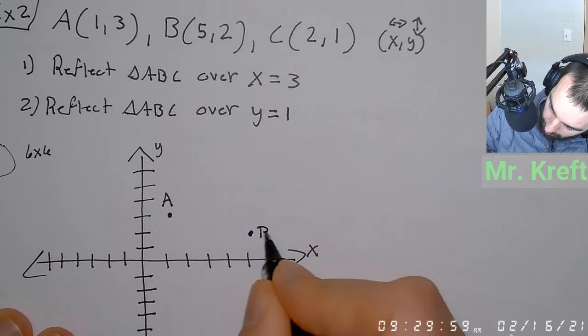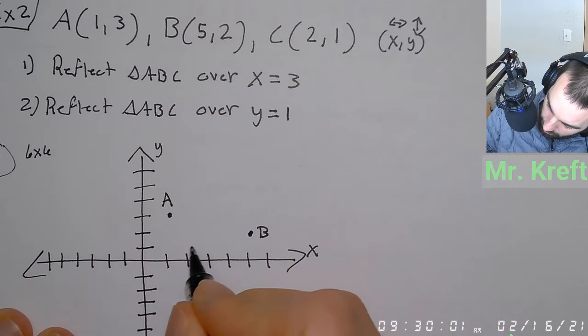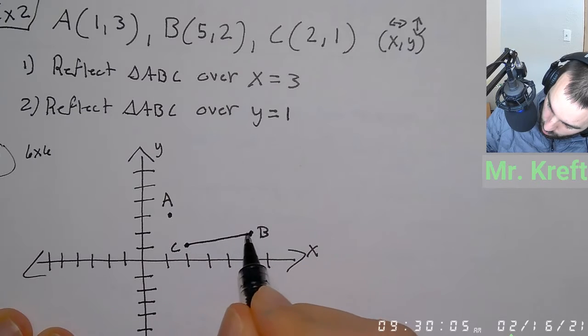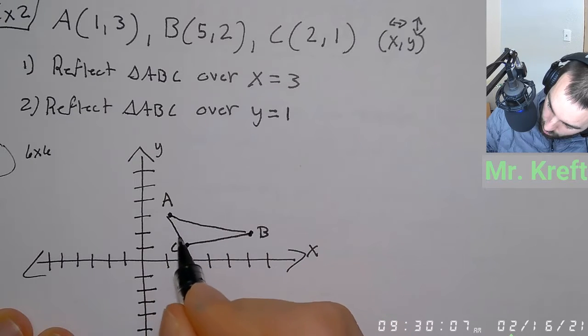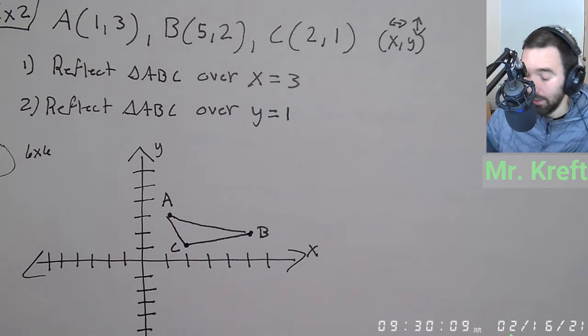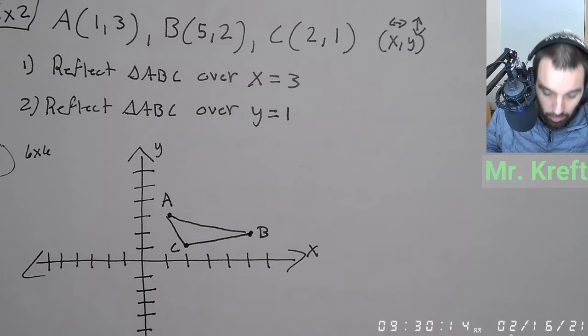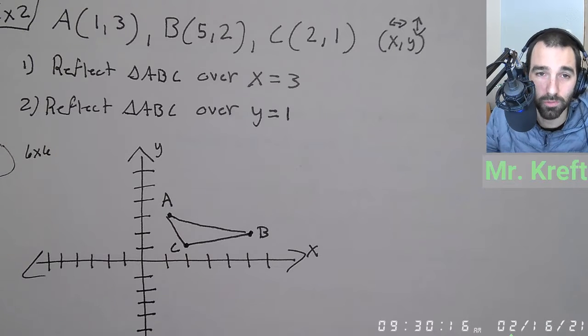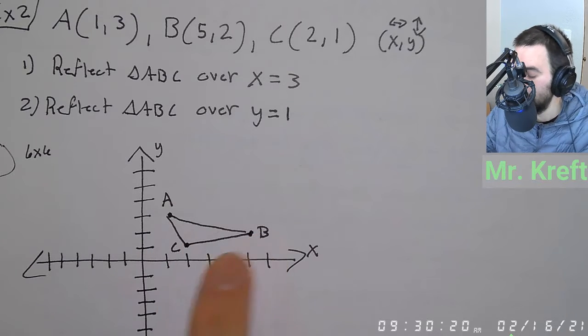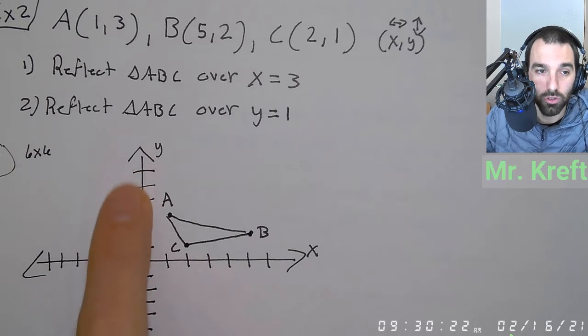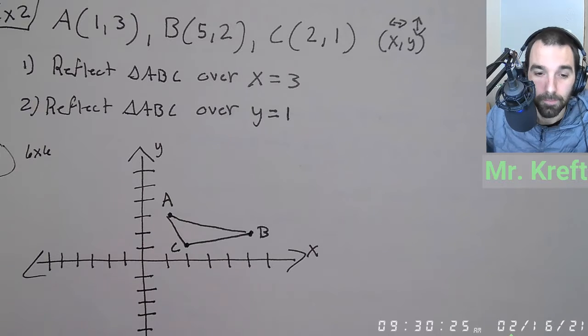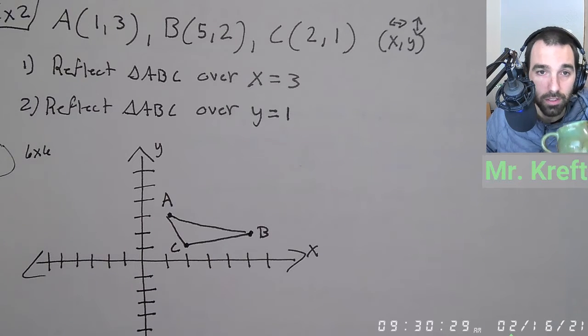So here's B, and then C is at (2, 1). So I'm going to have it like that. Again, all of our shapes are going to look a little bit different, but that's okay, because it's just a visual aid. So I have my A, my B, and my C. I'm going to slow down just a little bit because I know sometimes this takes a little bit longer.